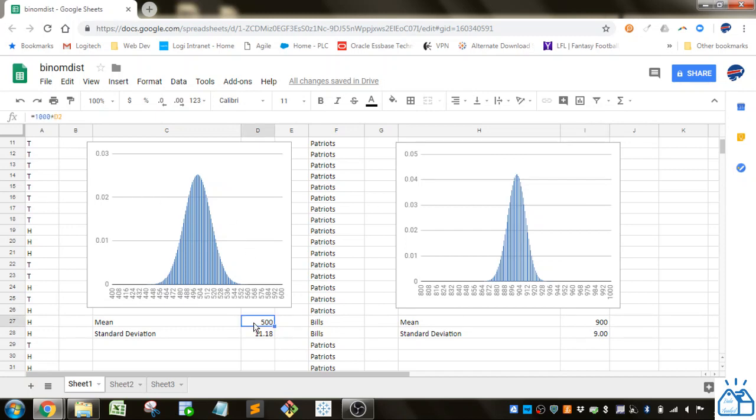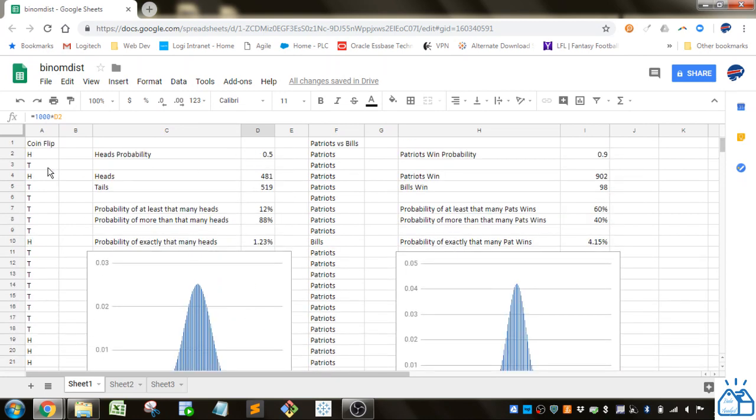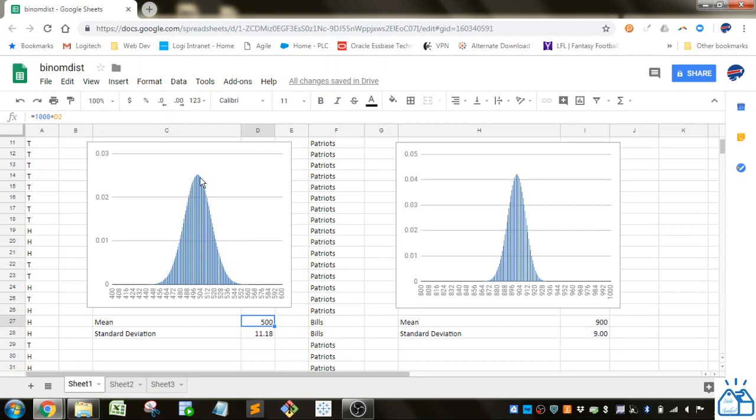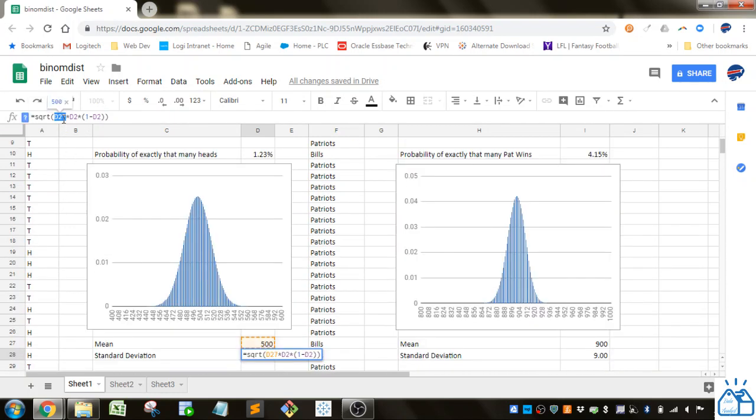You can calculate the mean by just taking the probability times the number of events that you did. In this case it's 1,000 times 0.5, which gives you a mean of 500. And the standard deviation is going to be the square root of the mean times the probability of heads, and then times the probability of tails, which is just 1 minus the probability of heads, so 0.5 times 0.5. So it's basically 1/4 of the mean, and then take the square root of that.